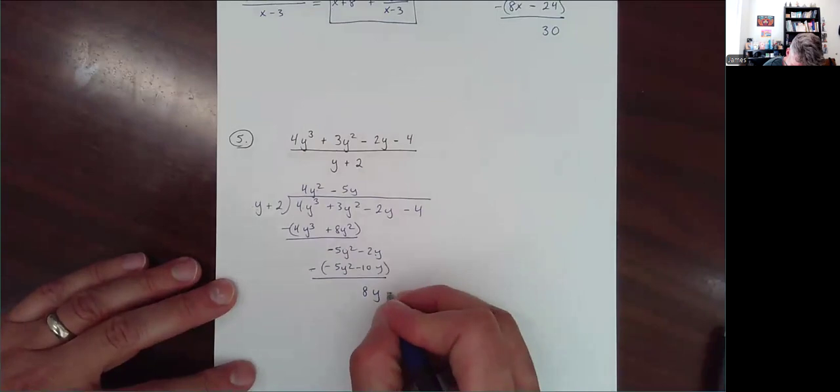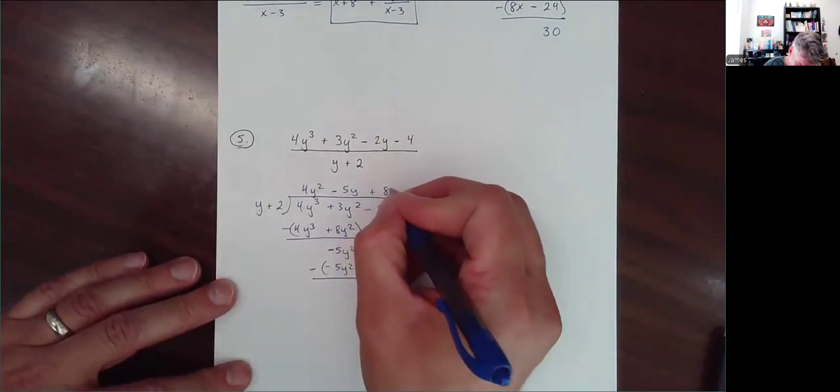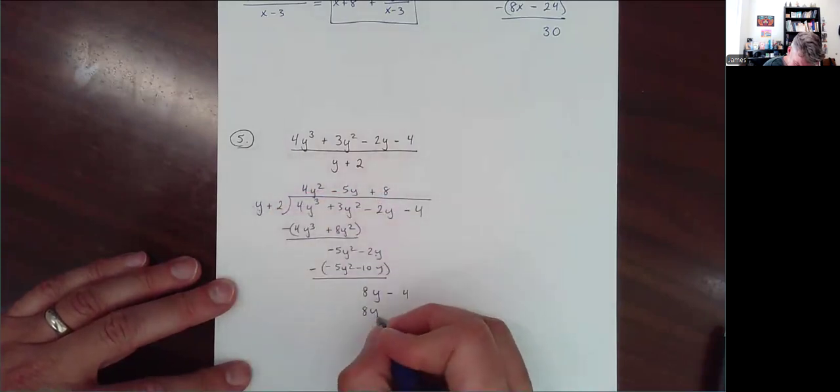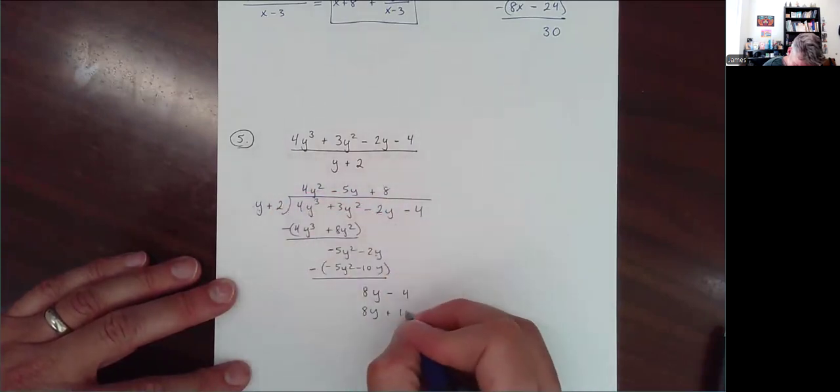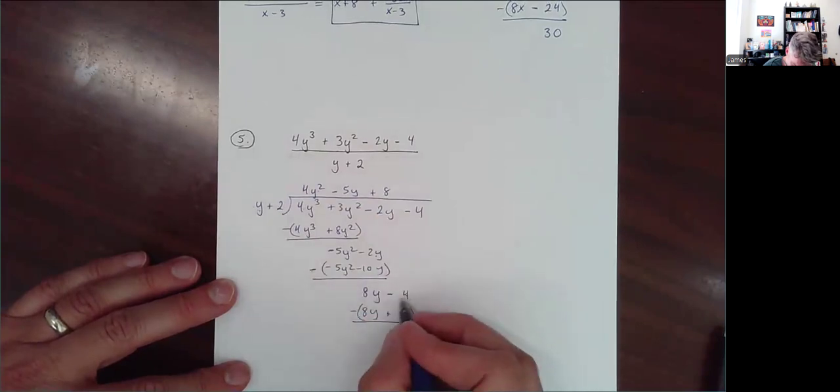Bring down the minus 4. What do you multiply by y to get 8y? It is 8. 8 times y is 8y. 8 times 2 is 16. Subtract. 0. Negative 4 minus 16 is negative 20.